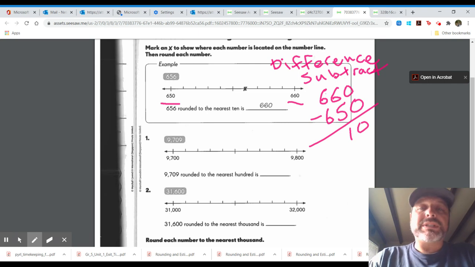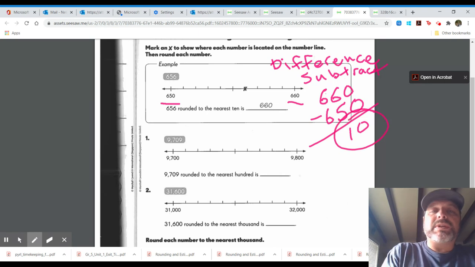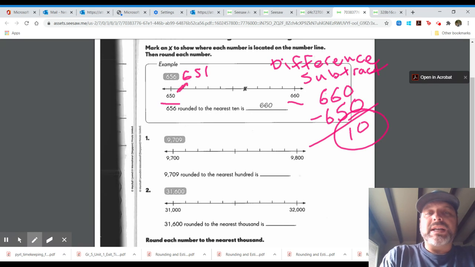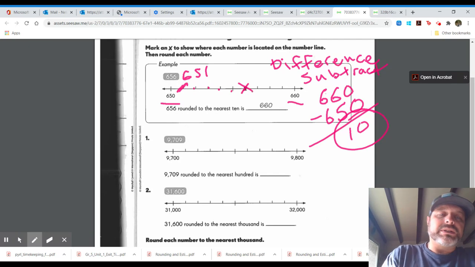All right, so if you can see there's 10, if I subtract 660 from 650, this magic number is the number of numbers between. So I know if the difference is 10 and there's 10 lines, then I know that 651 is right here. And then 652, 653, 654, 655, and 656, which is what they did, okay?